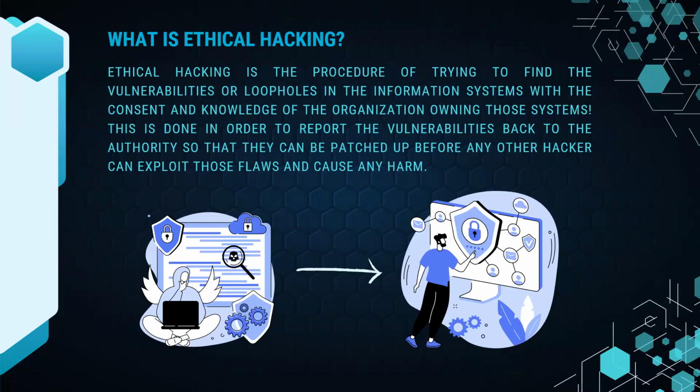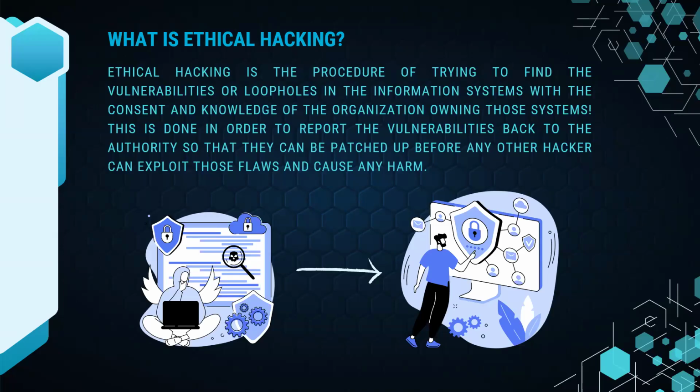We try to find the vulnerabilities with the permission and with the knowledge of the organization. Once we do find something, we report it back to the company so that they can patch the vulnerabilities. Once the vulnerabilities have been patched, once there are no more flaws to correct, the entire organization is completely secure. The main agenda here is that we are finding the vulnerabilities before the hackers do, so that we can report them to the organization and remediate them.